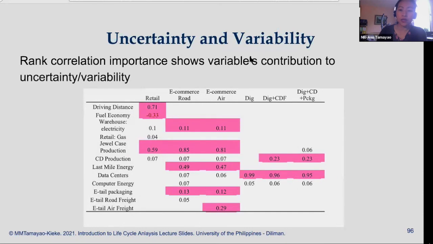Now, on uncertainty and variability of the data that were used, the authors looked at the rank correlation importance for the different parameters, and it shows the variables' contribution to the uncertainty or variability of the results of the study. You can see here that data for data centers, for example, have a high contribution in terms of uncertainty or variability. Driving distance, of course, and so on.